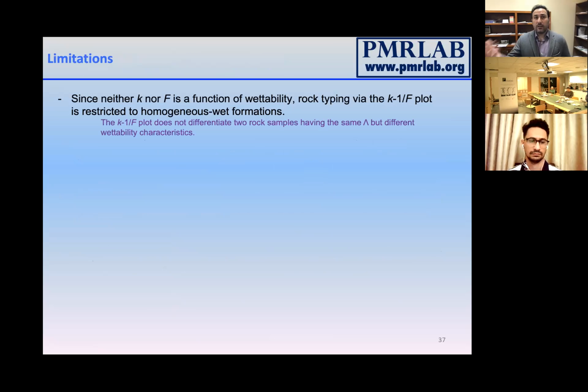There are also limitations in this approach for sure. We know that neither formation factor nor permeability is affected by contact angle and wettability properties of the system. So if there are 2 rock samples with the same characteristic pore size but different contact angles or different wettability properties, we classify them into the same rock type. That's one of the limitations we have.